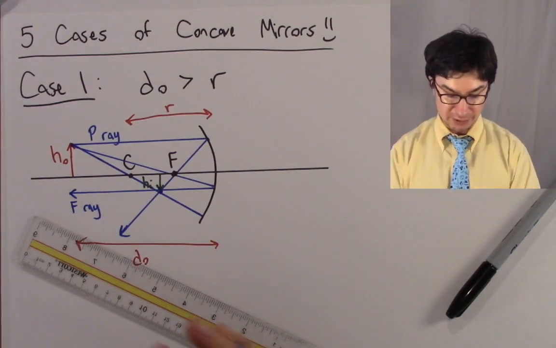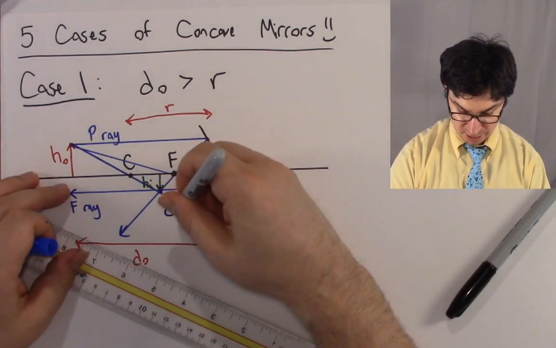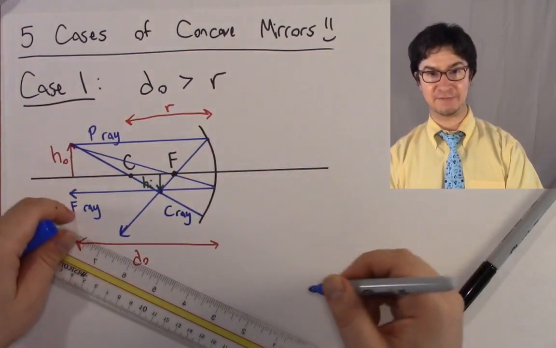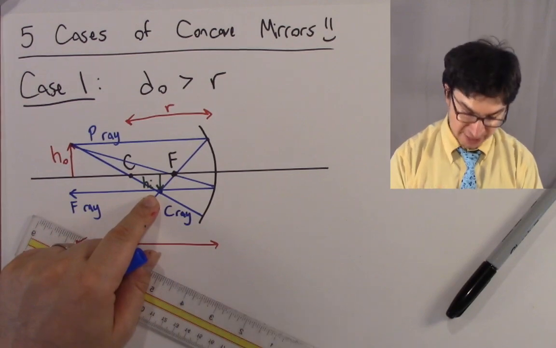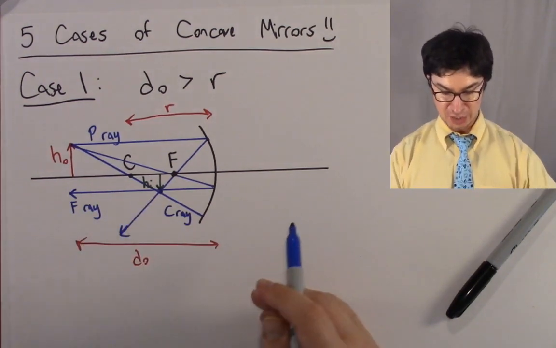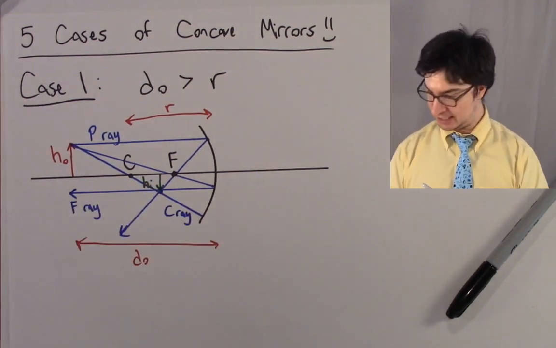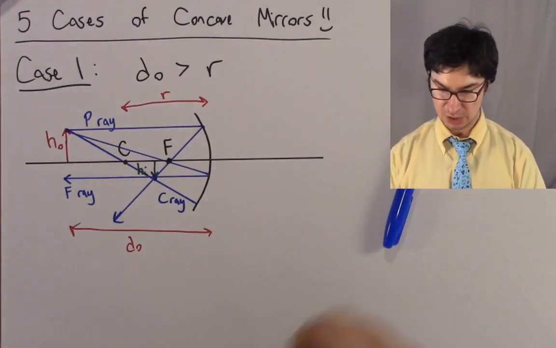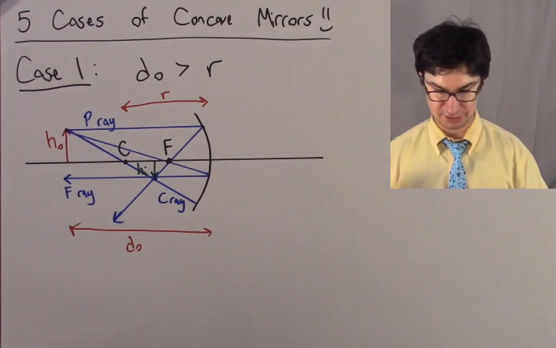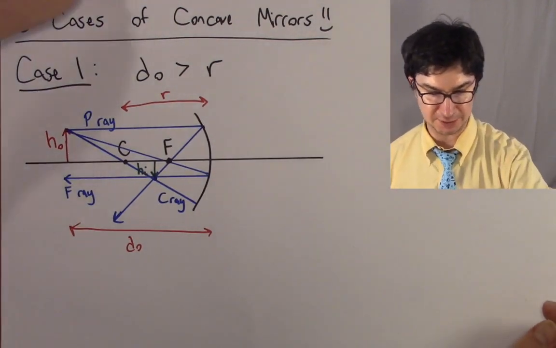Look at that. All three rays, the C ray, the P ray, and the F ray, all converge at the same point, and that's the image, okay? So in green is the image right there. So what might we be given in this problem? Let's look at some sample givens that we might want to look at in this problem.